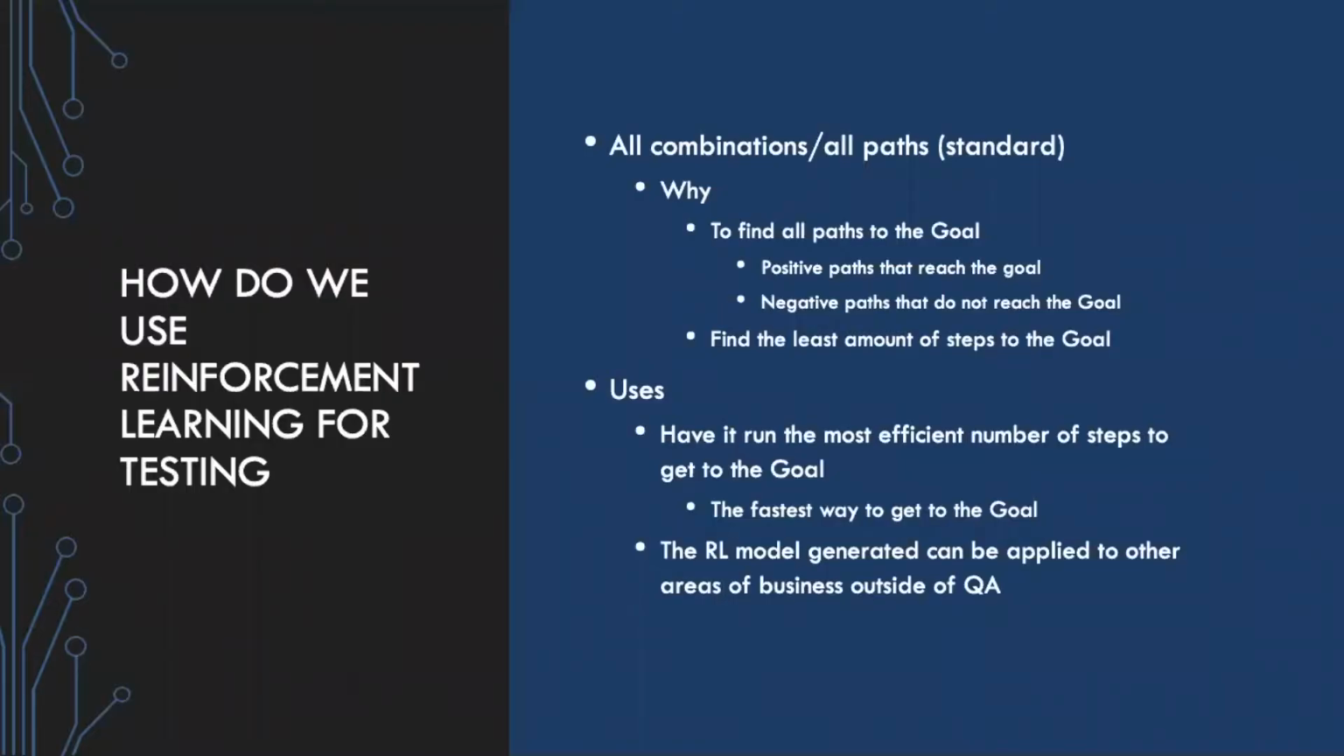So how do we use reinforcement learning for testing? The standard way currently is to use reinforcement learning for testing all combinations and all paths to the end goal. So why would we do this? The main reason would be to find all the paths to the goal, right? So we would take all the positive paths that lead us to the goal and all the negative paths as well. And the output that we get from this allows us a number of things, but the main thing that will be utilized is finding the least amount of steps to the end goal. So what is the fastest route to the star?